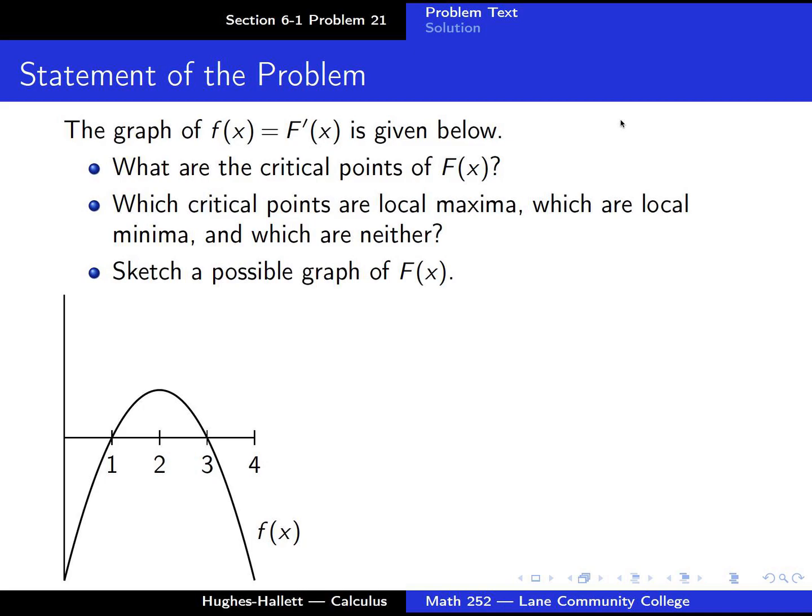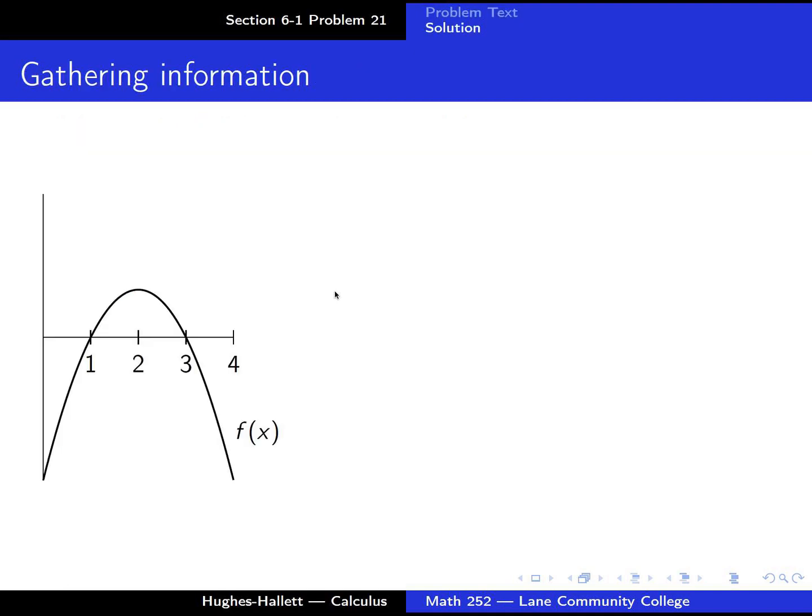We're supposed to figure out which of those critical points are local maxima, which are local minima, and which are neither. And we're supposed to sketch a possible graph of F. So I'm going to start by collecting some information that this graph of little f gives me. I've redrawn the graph here so we can both be looking at it.